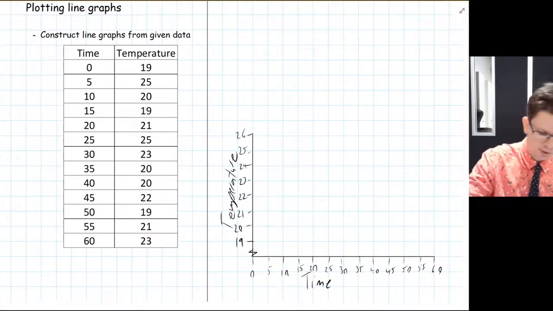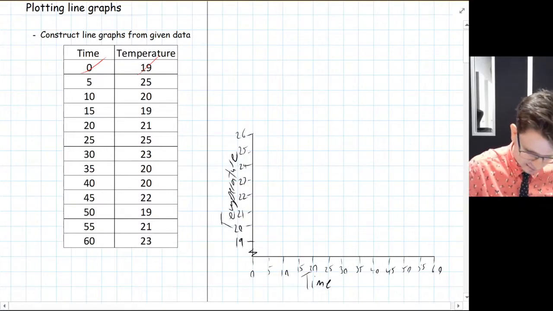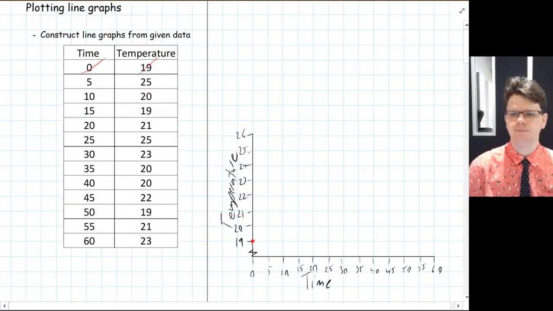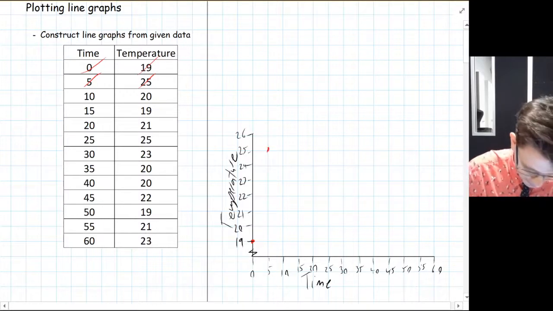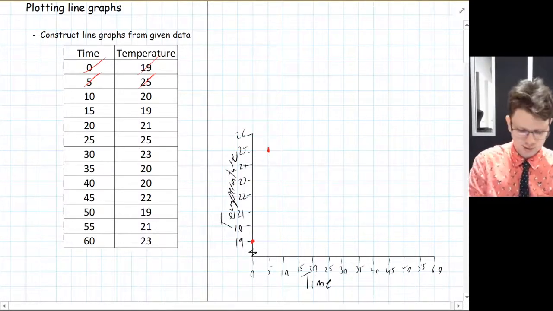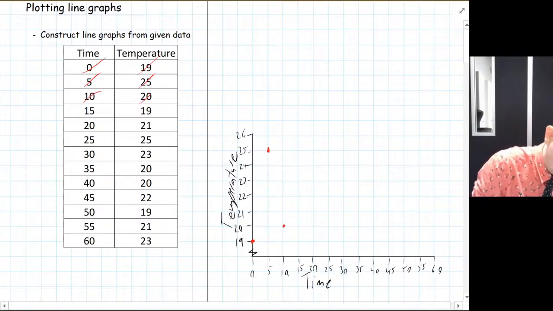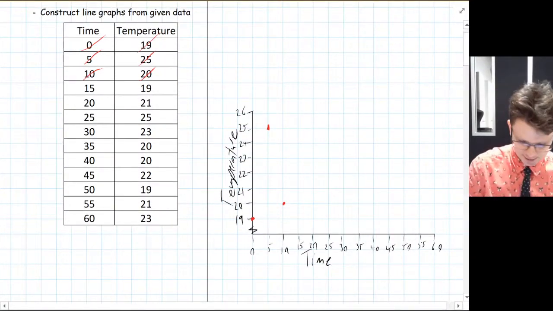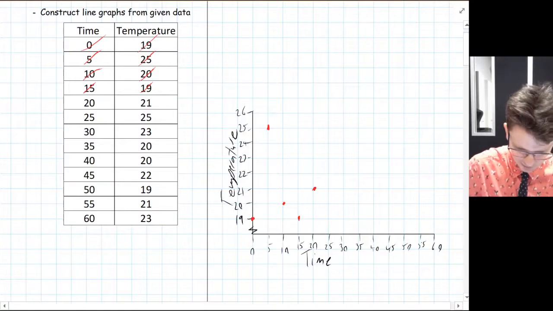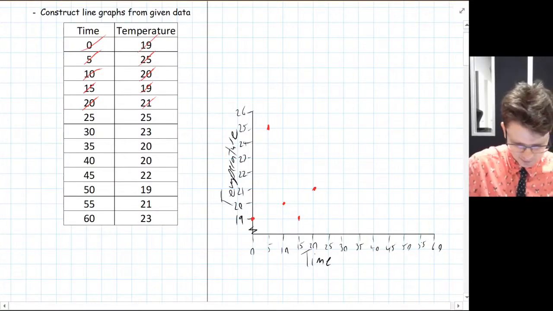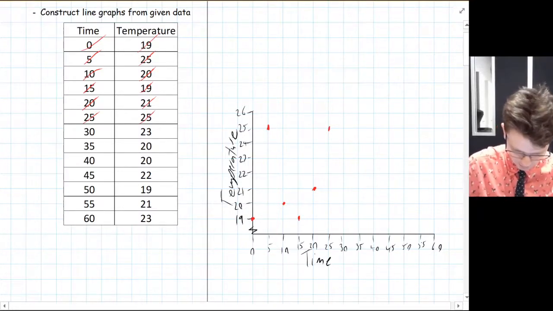So, now to actually plot the points. Now the first point here, 0, 19. How do I do it? Well, I start at 0 on the time, and I go up to 19, draw a point. Next one, 5, up to 25, and finished. The next one, 10, 20, 10 on the across, 20 up. 15, 19. 15 across, 19 up. 20 across, 21 up. 25 across, 25 up. 30 across, 23 up.